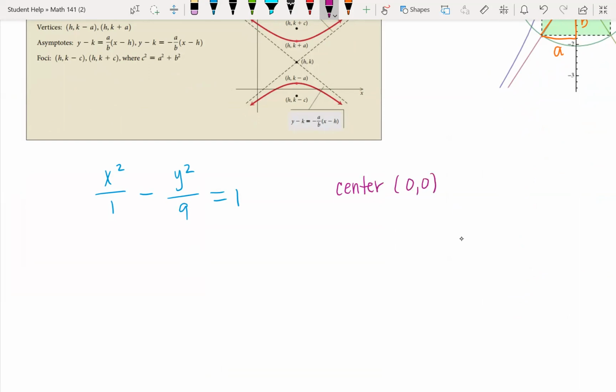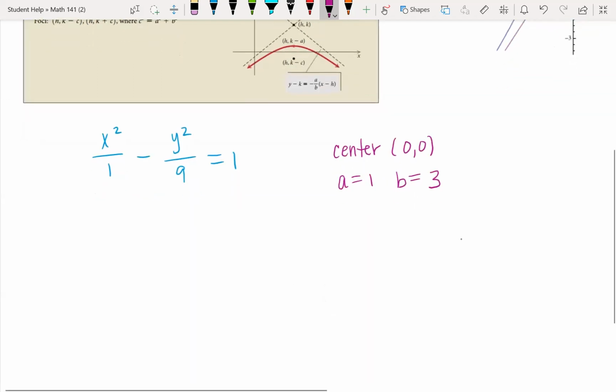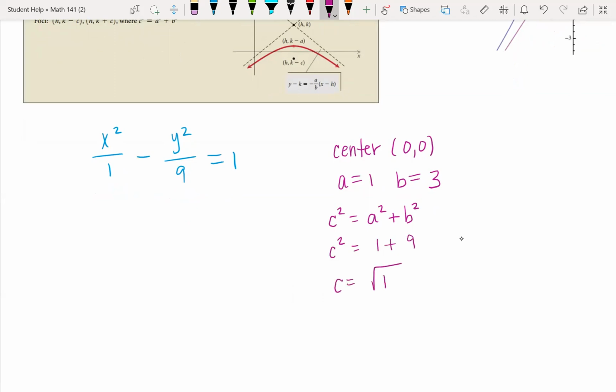Now, a is always going to be the first variable that's included, and because it's under x, that means that the hyperbola is going to open to the left and to the right. In this case, a is going to be 1 and b is going to be 3. We're taking the square root of both of those numbers. And then we'll use the Pythagorean identity to find the length of c, and that'll tell us how far the focus points are out from the center. So c squared is going to be 1 plus 9. c will be the square root of 10. And I get a decimal approximation so that I can use that for graphing purposes, about 3.2.